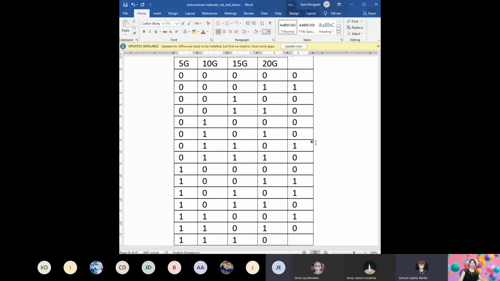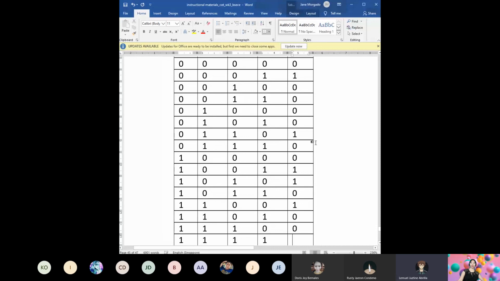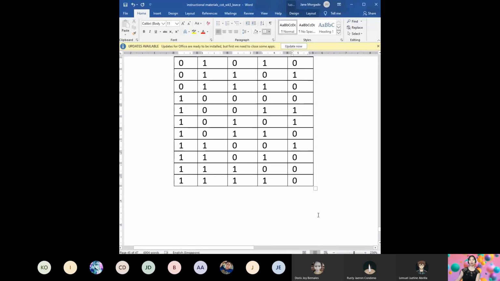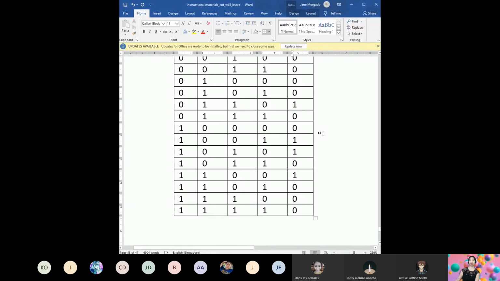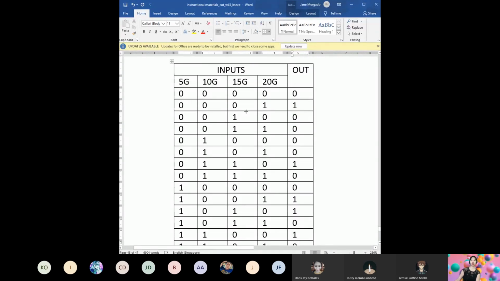20 grams lang, zero. And 1111 of course would be ito, 1111. Okay, zero pa rin kasi wala ka namang output. So, with this, we're able to have how many? 1, 2, 3, 4, 5. We only have 5 possible combinations to be able to produce a 25 to 30 grams output.